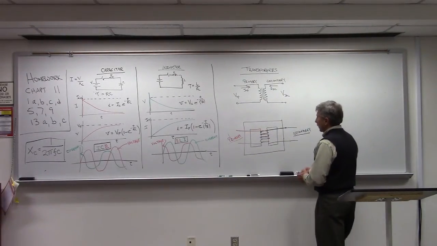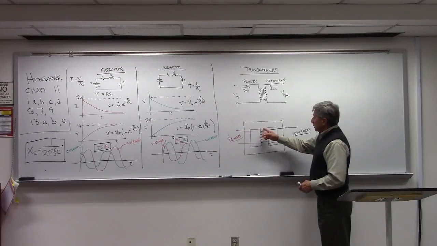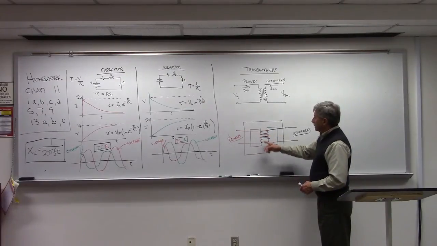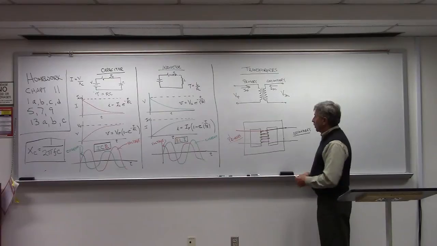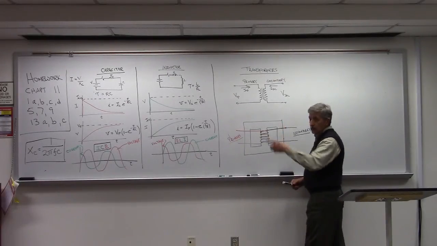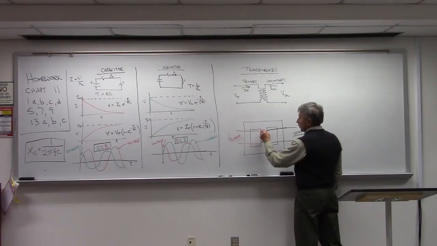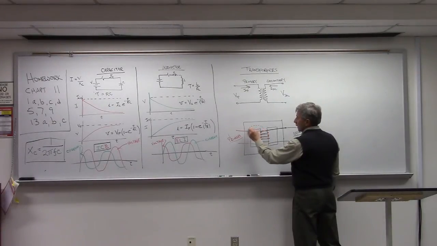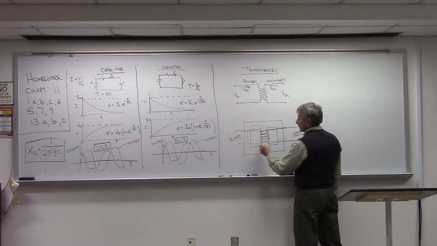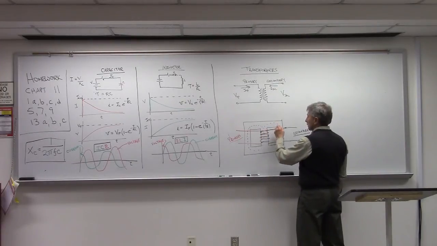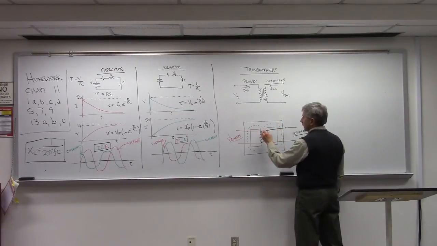So remember, when you have wire that's in the shape of a coil, you actually have a north and a south pole created. And so in this case, the core concentrates that magnetic field to that area. It's called a three-legged core.